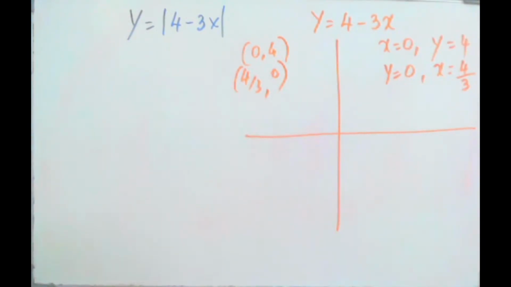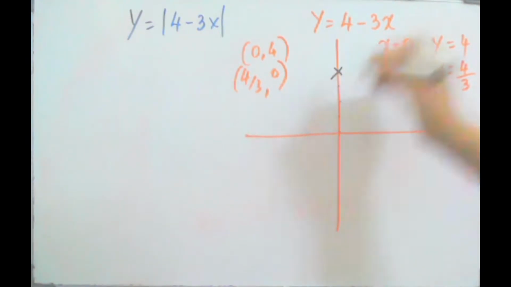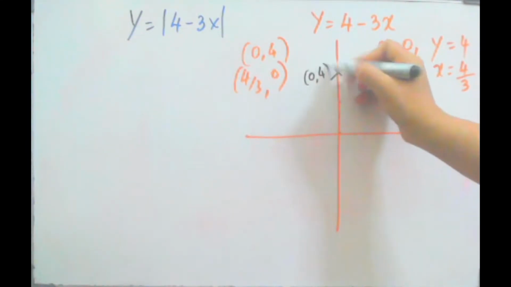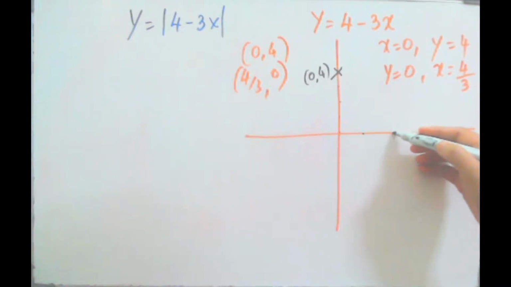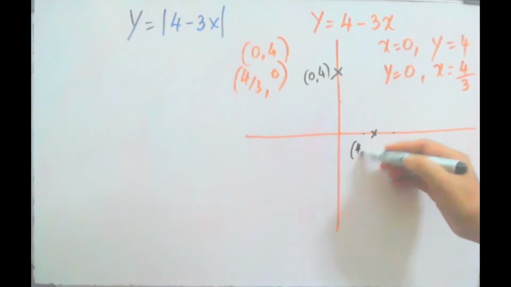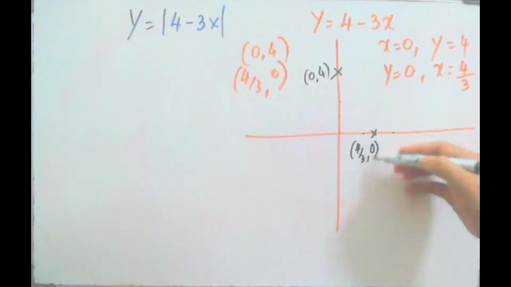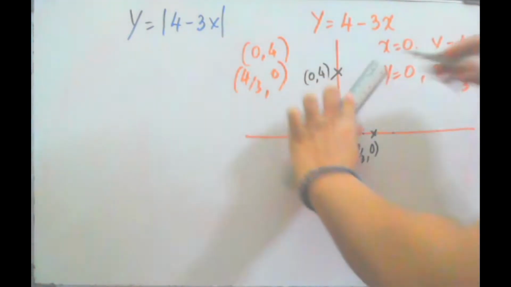So let us plot them. (0, 4): 1, 2, 3, 4. This point is (0, 4), and 4 over 3, which is 1.33. So 1 here, 2 here, so maybe 1.33 here. This is another point, (4 divided by 3, 0). So these are the 2 points on this line. So let us join them to see how the line looks.